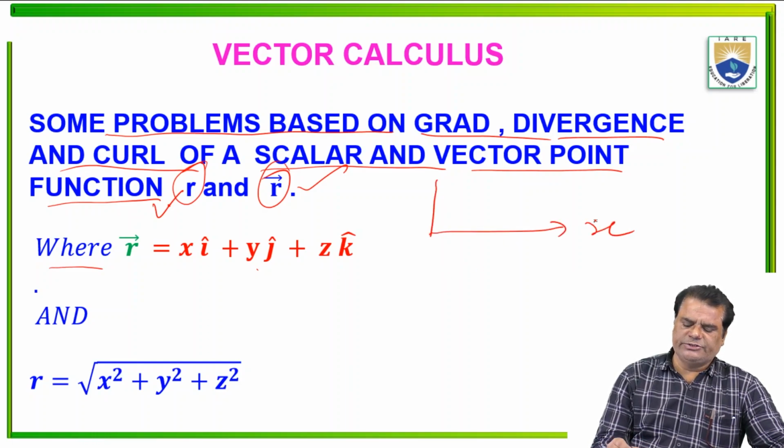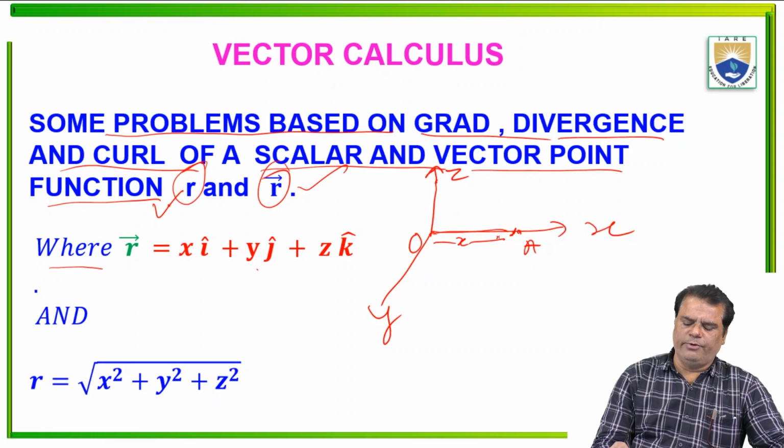This is the x-axis, this is a point, this is the origin, this is z, this is y. So this is a point, OA is the x value, and here is the i vector. AB is the y value, and here is the j vector, and here is point P. This is the z value, and here is the k vector. OP.